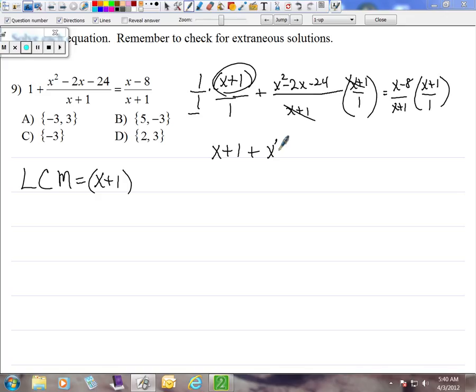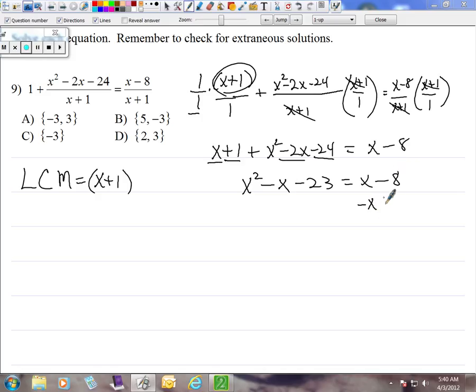And we have x squared minus 2x minus 24 equals, and again, the x plus 1's cancel here, x minus 8. So it looks like we might have a quadratic here. Yeah, there's only one square term, so it's going to stick around. We need it equal to 0, so let's combine like terms over here. x and a negative 2x is negative x. Positive 1 and a negative 24 is a negative 23. Now we need it equal to 0, so we're going to subtract x and add 8.